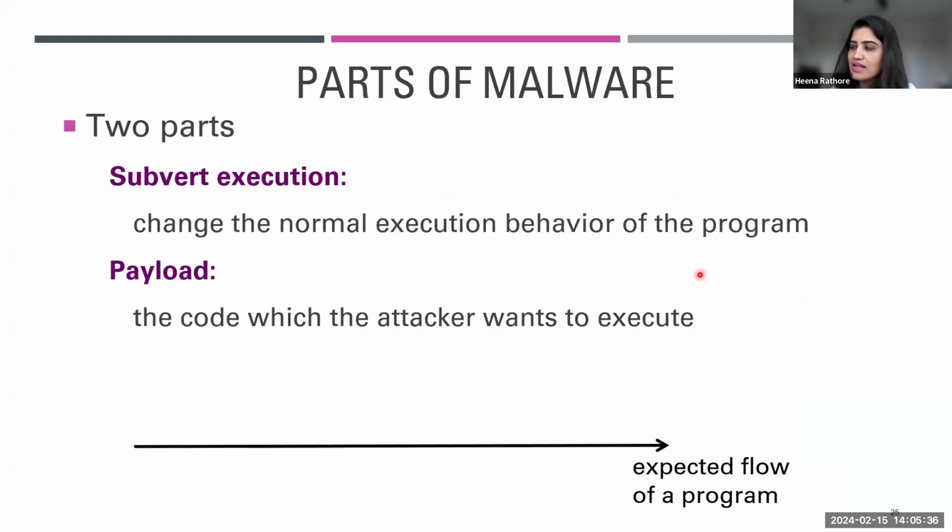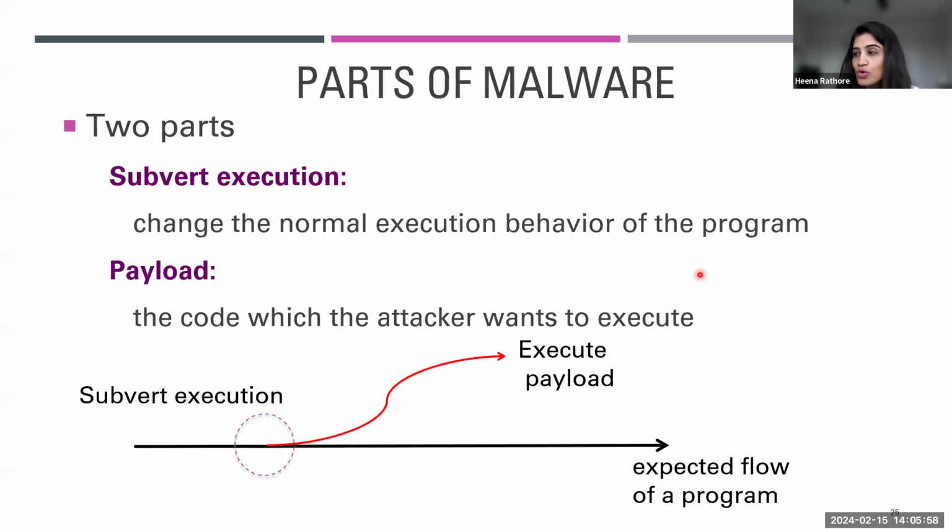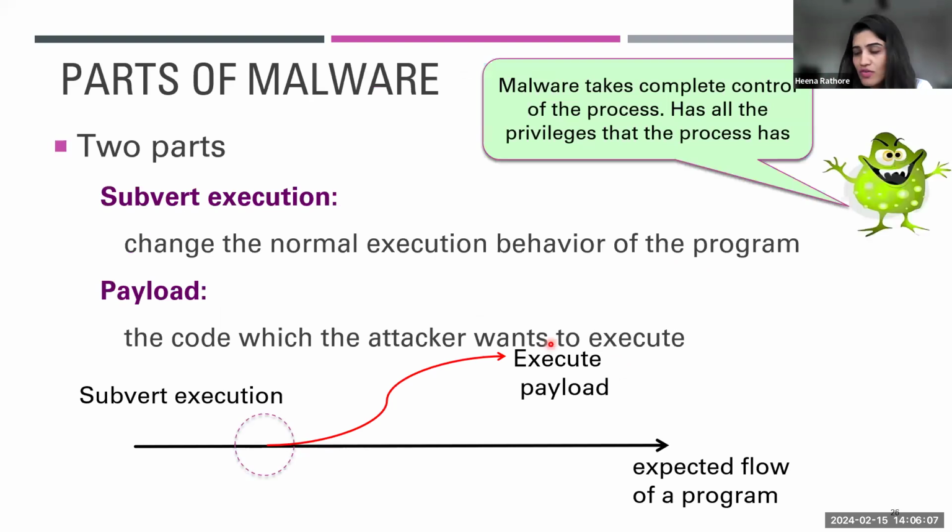There is an expected flow of a program. An attacker will understand what exactly is going on in this program and try to identify a position where there is a return address. Rather than going to the return address, it will go to some other memory address which will execute the payload which the attacker wants. So we covered all of this.